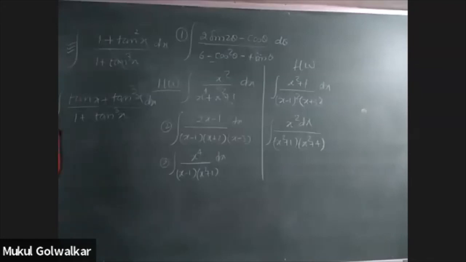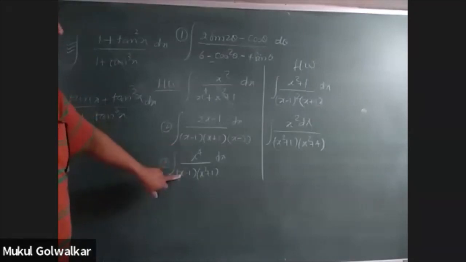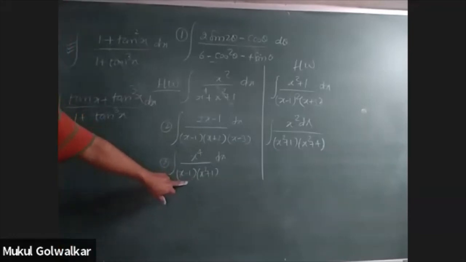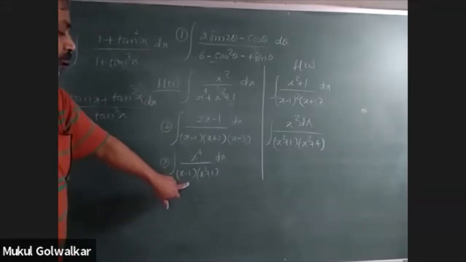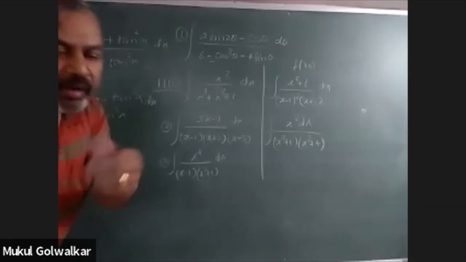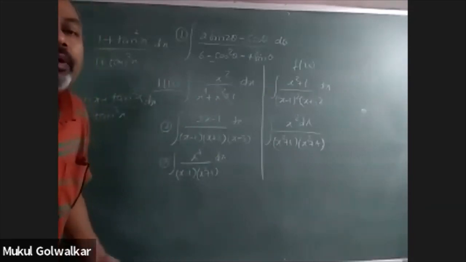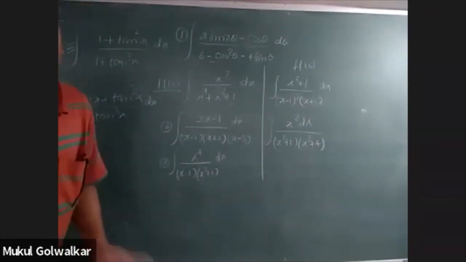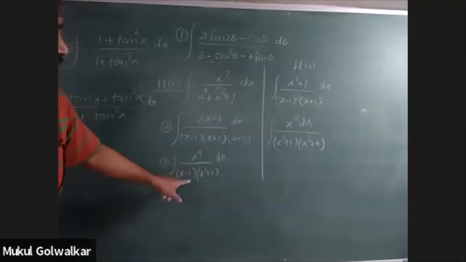Sir, a hint for the third question. x to the power 4 by (x minus 1)(x square plus 1). I substituted x square as t and x as root t. No, I tell you one thing. Where are you going wrong? You did not notice. Actually, when we are in flow solving questions of only one type, we do not come to know what exactly the question means.